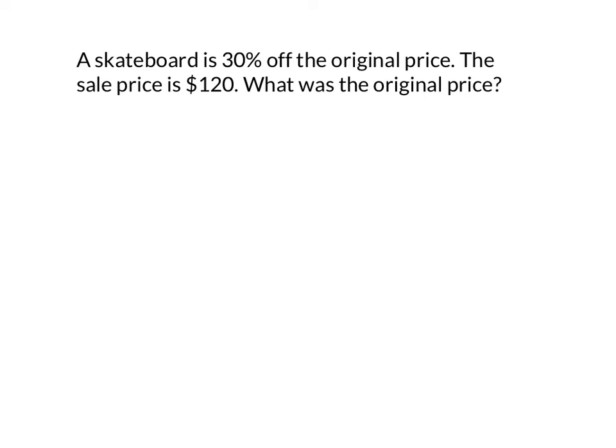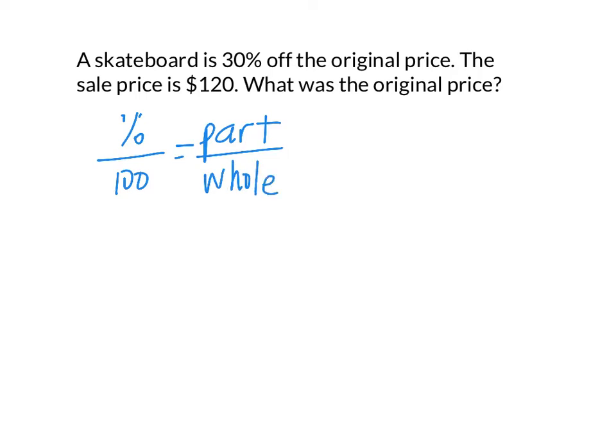So let's take an example. A skateboard is 30% off the original price. The sale price is $120. So what was the original price? Well, immediately I want to show my percent over 100 equals part over whole. Well, I already know the percent. So I'm going to put that, well, let's see.